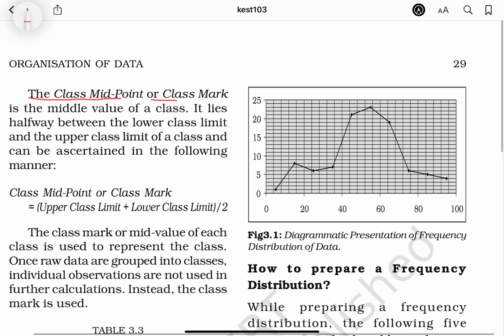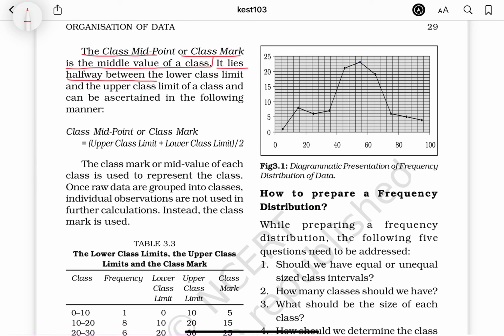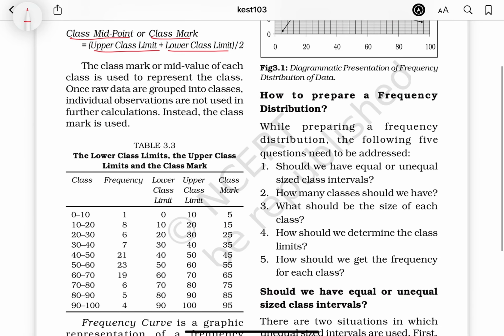The class midpoint or class mark is the middle value of a class. It lies halfway between the lower class limit and the upper class limit of a class and can be ascertained in the following manner. Class midpoint or class mark equals upper class limit plus lower class limit divided by 2. The class mark or mid value of each class is used to represent the class. Once raw data are grouped into classes, individual observations are not used in further calculations. Instead, the class mark is used.